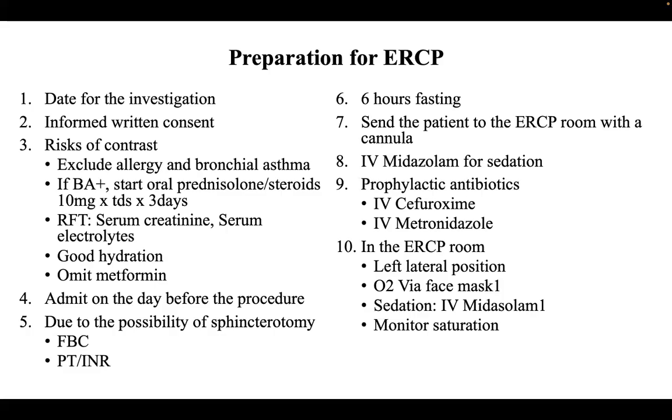But when we were doing the appointment, as far as I remember, the patient was under GA. So when you are going for these classes, just ask this point from Dr. Dumindu, like what exactly you need to say, okay? Prophylactic antibiotics you need to give: IV cefuroxime, IV metronidazole. And in the room, the patient will be in the left lateral position. You have to make sure there is oxygen via face mask, monitor saturations and sedation with IV midazolam.